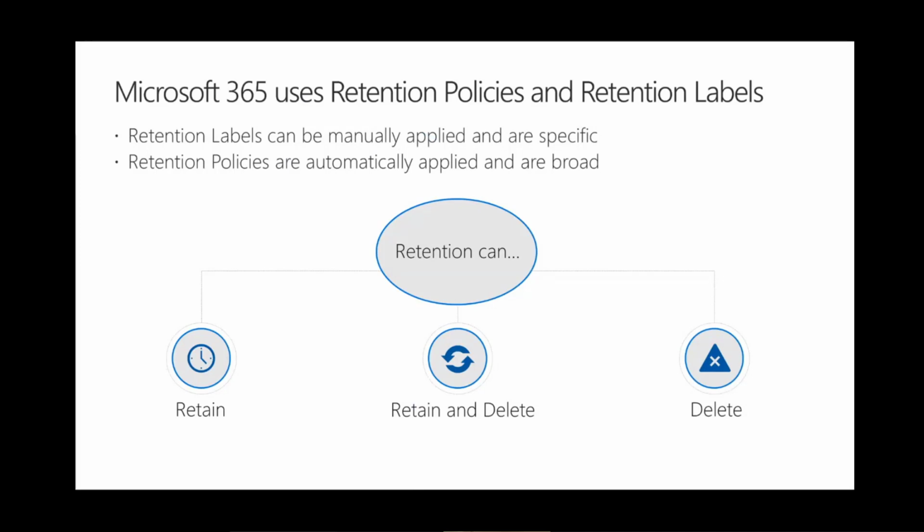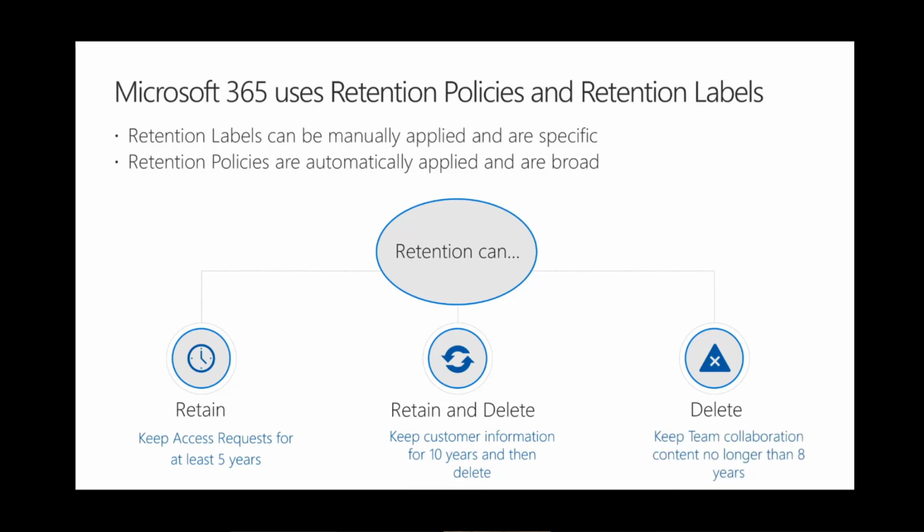So there are 2 layers of retention at the highest point, if you have policies and labels. Labels go down to the content level, while policies are broad. So let's say I want to retain everyone's email for 7 years. Right? That's a retention policy you can put in place. I want to delete email, and delete it in my sent items, after 90 days, something like that.